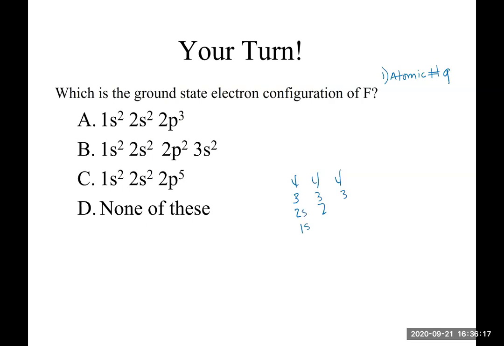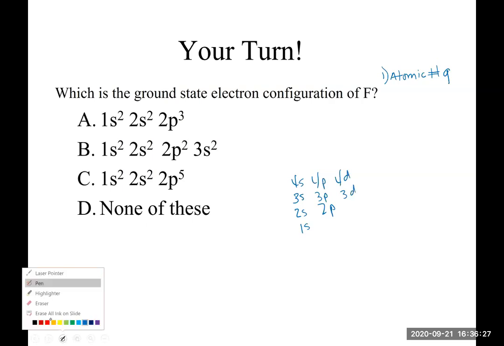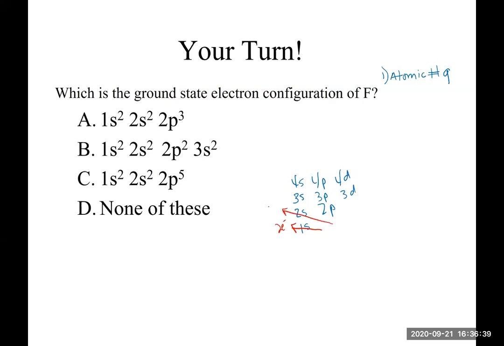These are all s's. These are all p's. These are d's. 1s, 2 maximum electrons. 2s, another 2 electrons, so we still have 5 to go. Since p has 3 orbitals, we can get a maximum of 6 electrons in p.